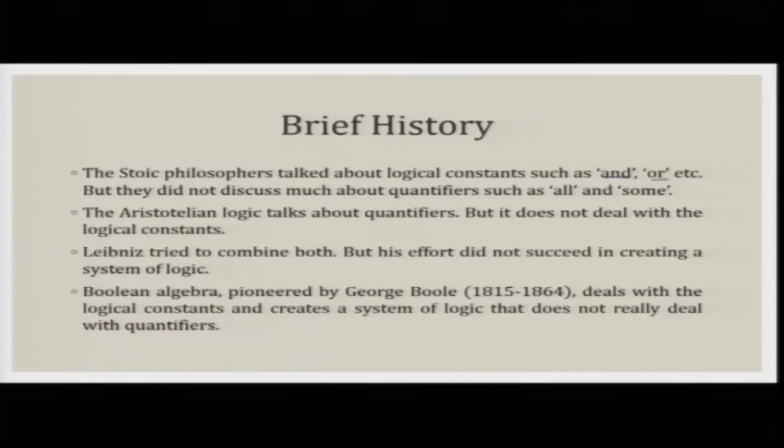Leibniz tried to combine both, because that was part of his lifelong research, but his effort did not succeed in creating a system of logic. Boolean algebra, pioneered by George Boole, deals with the logical constants and creates a system of logic that does not really deal with quantifiers. So there were a lot of efforts, but nobody could combine a system where you have and, or, if-then, negation, and also for all x and for some x. This was the problem for a very long time, until a very great logician appeared.